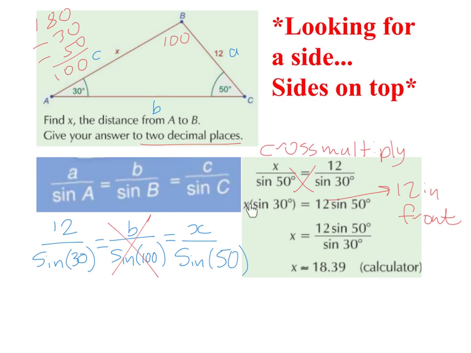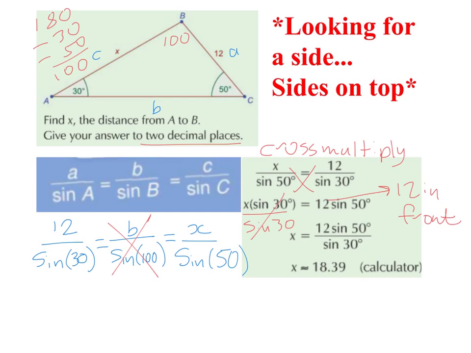Okay, so we have x times sine of 30 degrees, but we want x on its own. So we're going to divide by sine 30 degrees so that they will cancel out and leave us just with the x. But if we divide by sine 30 degrees on the left of the equal sign, we must divide by sine 30 degrees on the right of the equal sign. So we'll end up with 12 sine 50 degrees divided by sine 30.